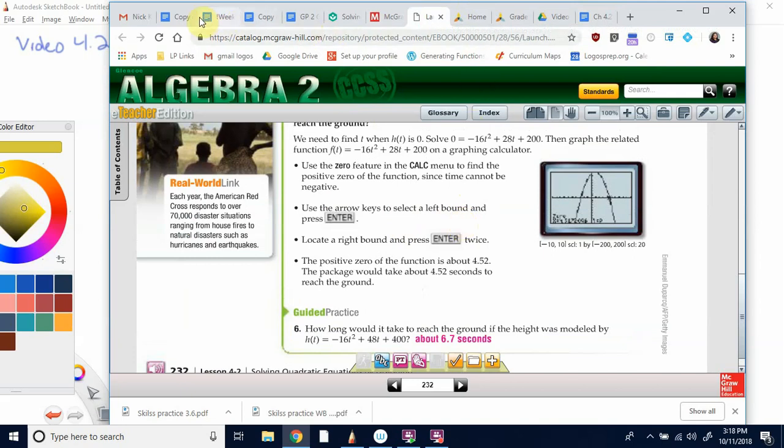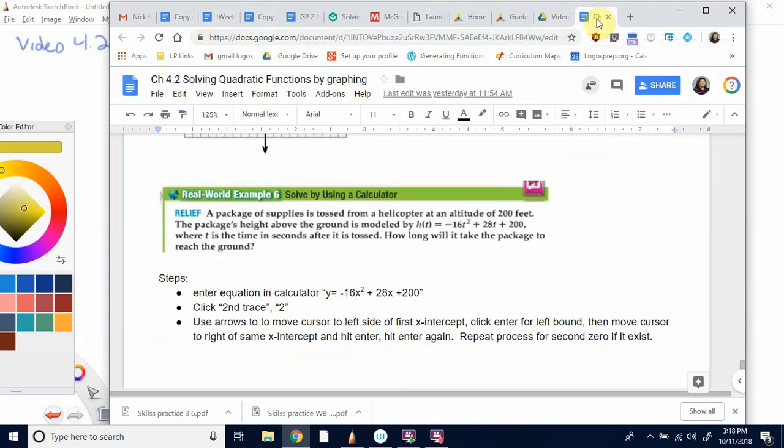If you notice on the video notes, I put the steps. The first thing you're going to do is enter the equation. Make sure it's in standard form, which it already is. So we're going to do y equals, enter our equation. Then we're going to hit second trace. We're going to hit 2, because 2 tells us the 0. That's what we want. We want the 0.